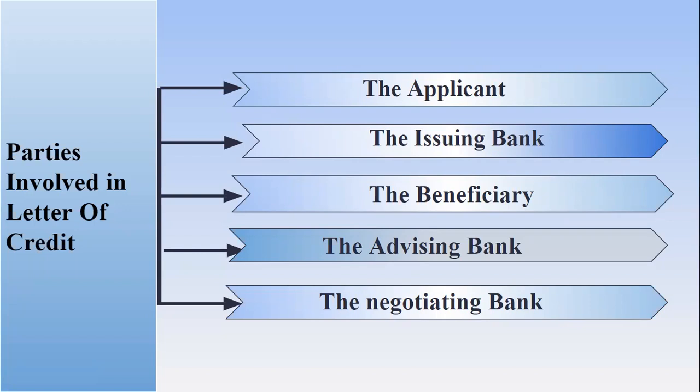But in this case, the exporter needs a bank account, and the advising bank is that bank. And lastly, we have the negotiating bank. The negotiating bank is the bank which discounts the bill against the LC.